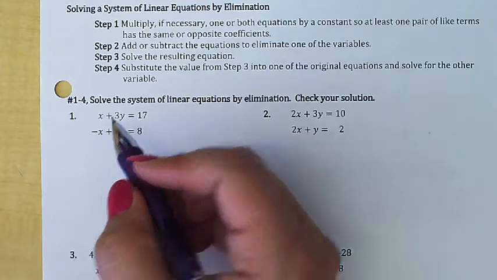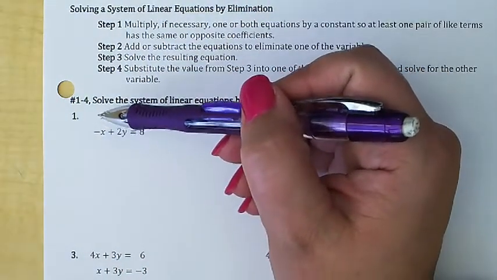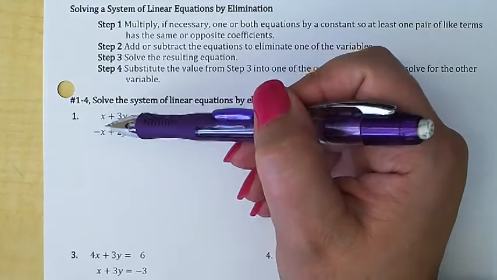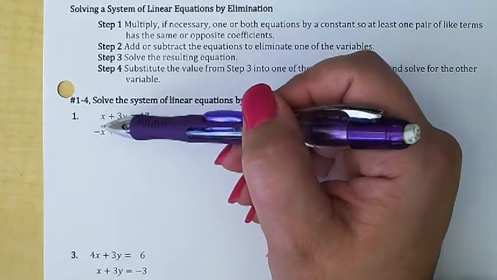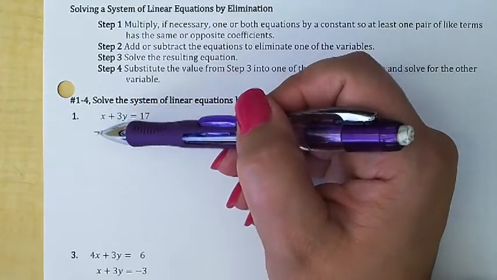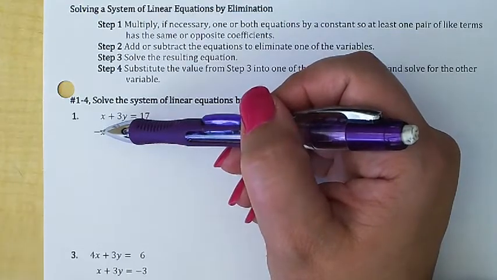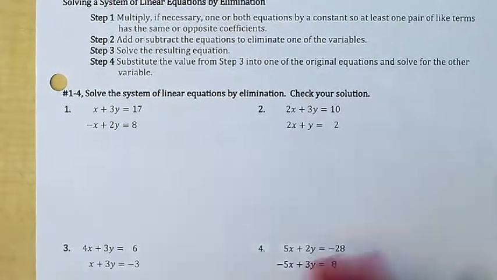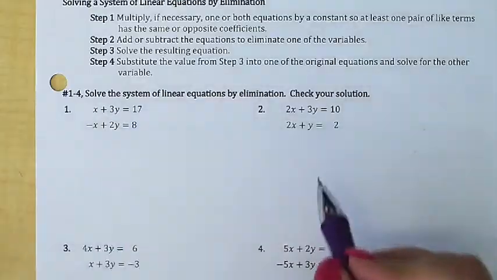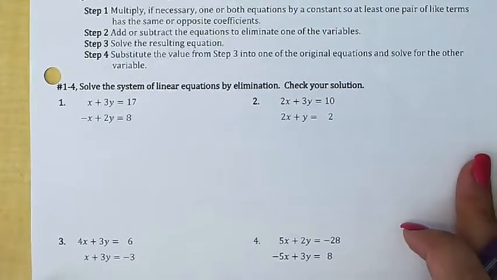Our goal for elimination is to have one of our variables have exact opposite coefficients in front. So that's why this is a prime candidate. When I look at my x's, I have a positive 1x on the top and a negative 1x on the bottom. 1 and negative 1 are exact opposites. That is what you want to have when you are going to use this method. If that's not already there, then we're going to talk about strategies for creating that. But that's really your goal.